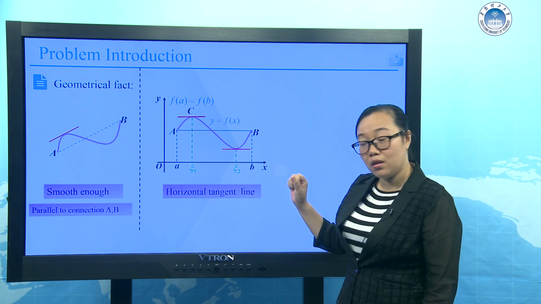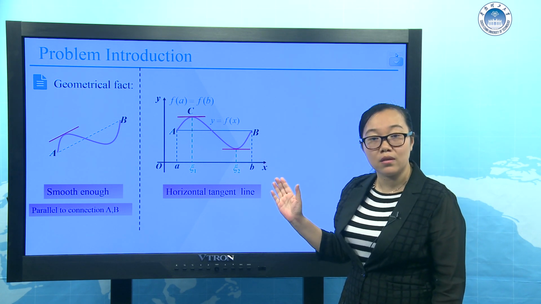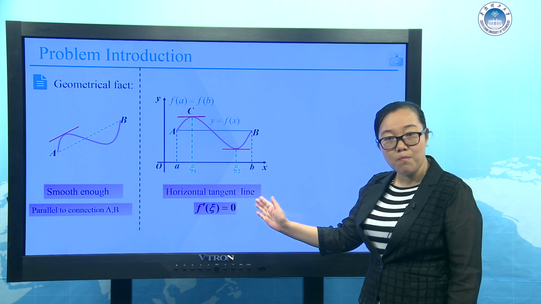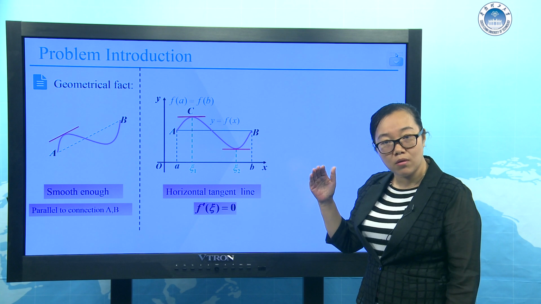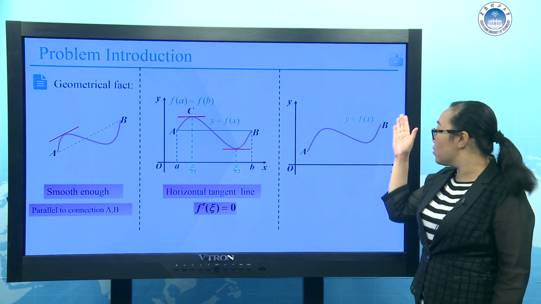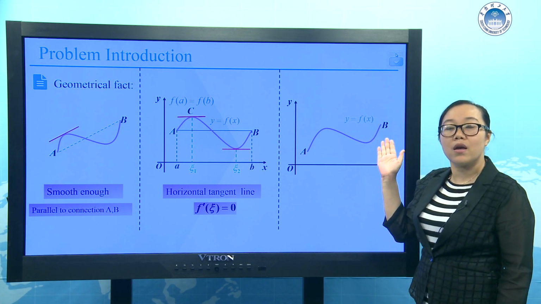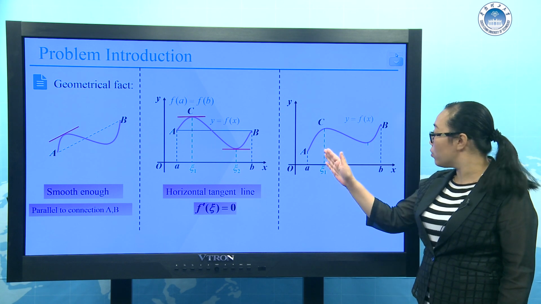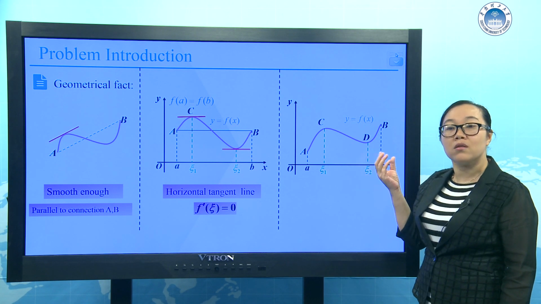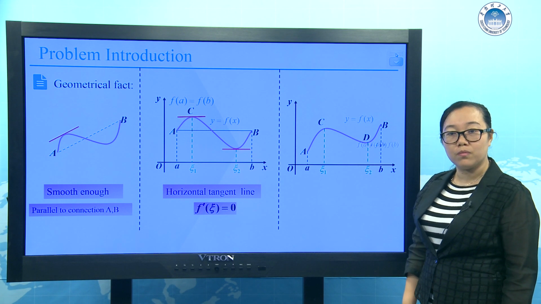How to find it? Yes, I know from the picture, at the horizontal tangent line, the corresponding f prime of c equals 0, which means the slope is 0. Now look at this fact. In this figure, the pink curve has the equation y equals f(x). The two points are little a and little b. There are still two points, c1 and c2.